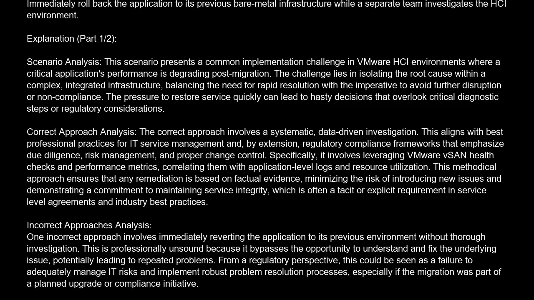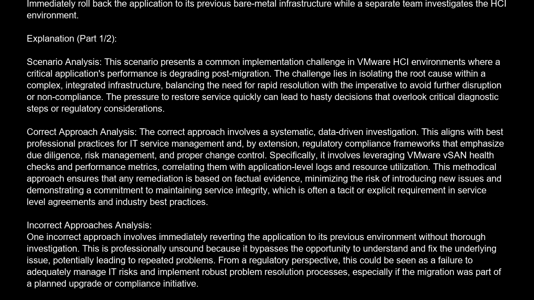Correct answer is B. Immediately roll back the application to its previous bare metal infrastructure while a separate team investigates the HCI environment. Explanation. Scenario analysis. This scenario presents a common implementation challenge in VMware HCI environments where a critical application's performance is degrading post-migration.